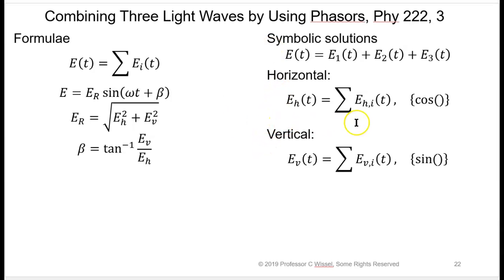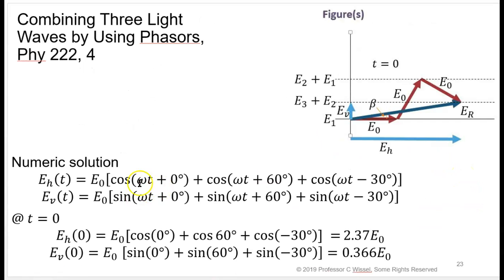And the horizontal is just going to be the sum associated with the cosine. The vertical is going to be associated with the sine, just like you did in Physics 1. Okay, so then we wind up with this. E horizontal is just going to be E naught times the cosine omega t plus 0 plus the cosine omega t plus 60 plus the cosine omega t minus 30. That's the cosine part of this. E vertical is just going to be associated with the sine. And that will be E naught times the sine omega t plus 0 plus the sine omega t plus 60 degrees plus the sine omega t minus 30. We're going to freeze this at time t equals 0 so the omega t terms drop out.